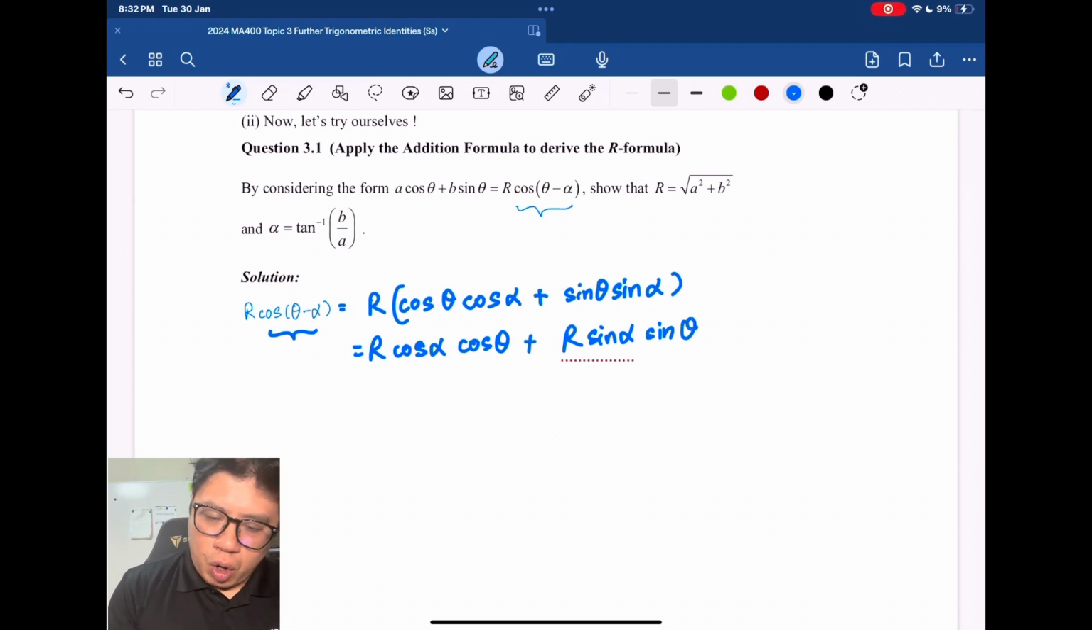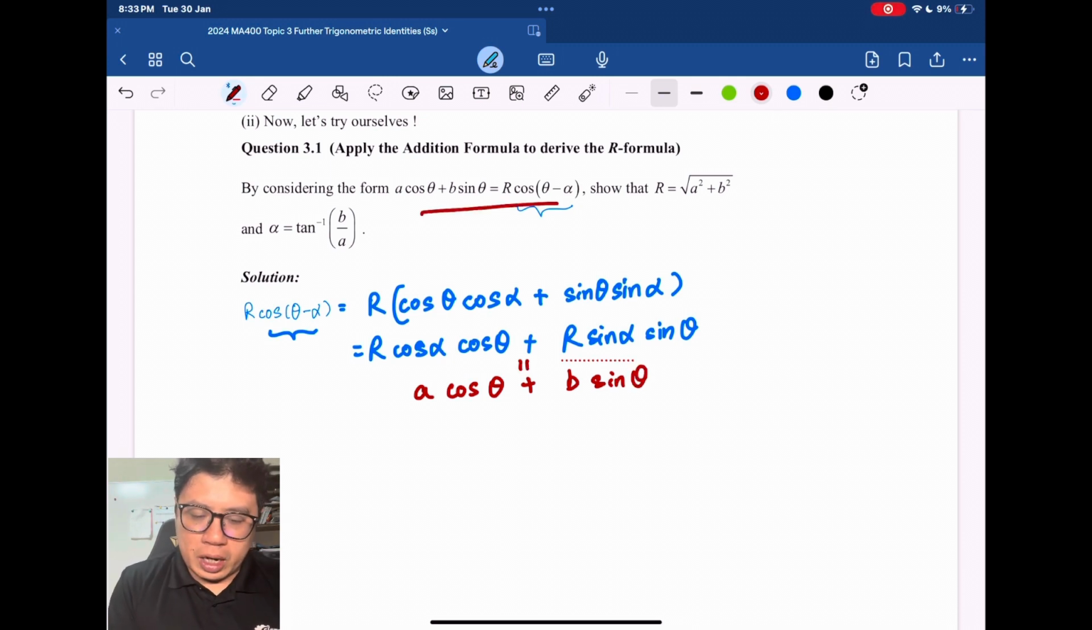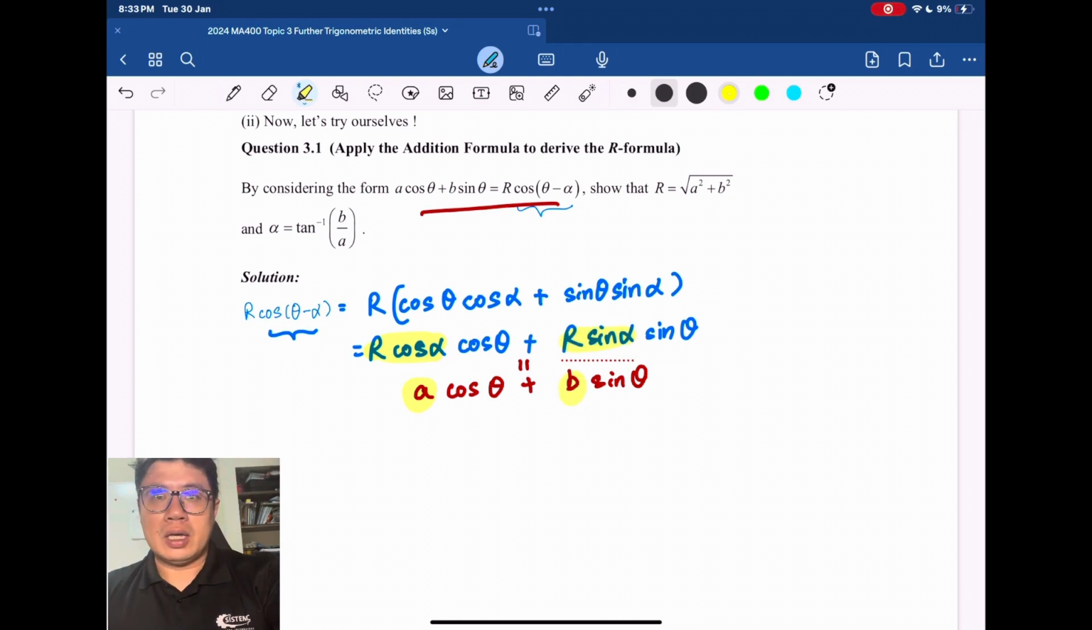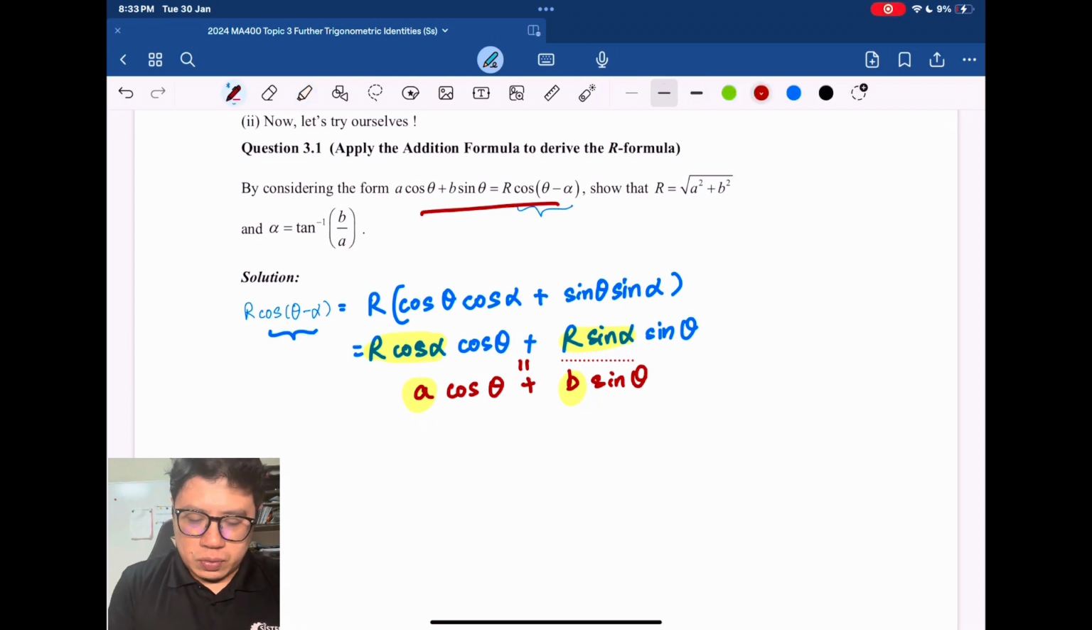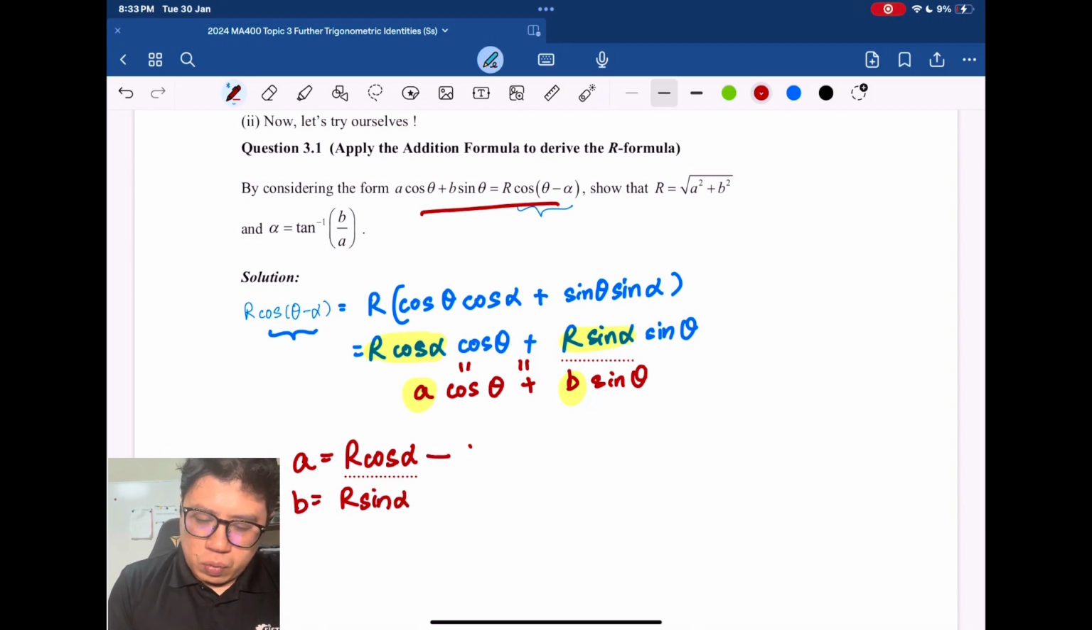Okay, and if we compare this to a cos theta plus b sin theta, if they are equal, then by comparing coefficients, you can see that a would be r cos alpha and b would be r sin alpha. So from here, what do we do next? We can assume that a is r cos alpha and b is r sin alpha, and we call them equation 1 and equation 2.